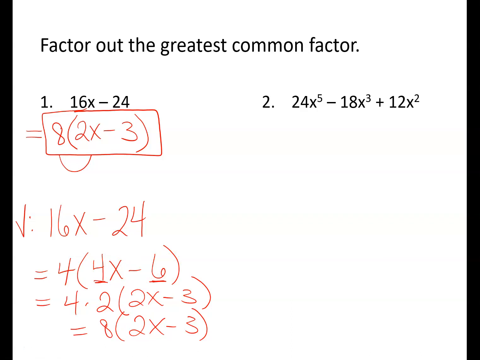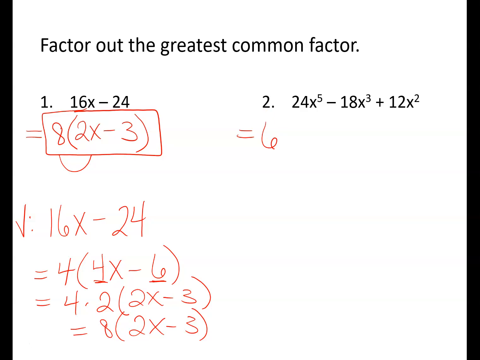Look at number 2. So again, we're going to start with the coefficients. 24, negative 18, positive 12. Think of the largest number that divides all of those, and you should come up with 6.